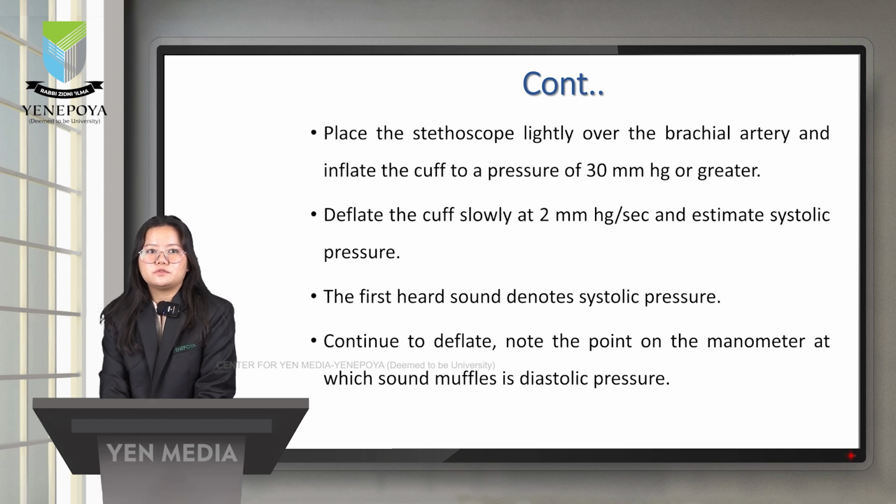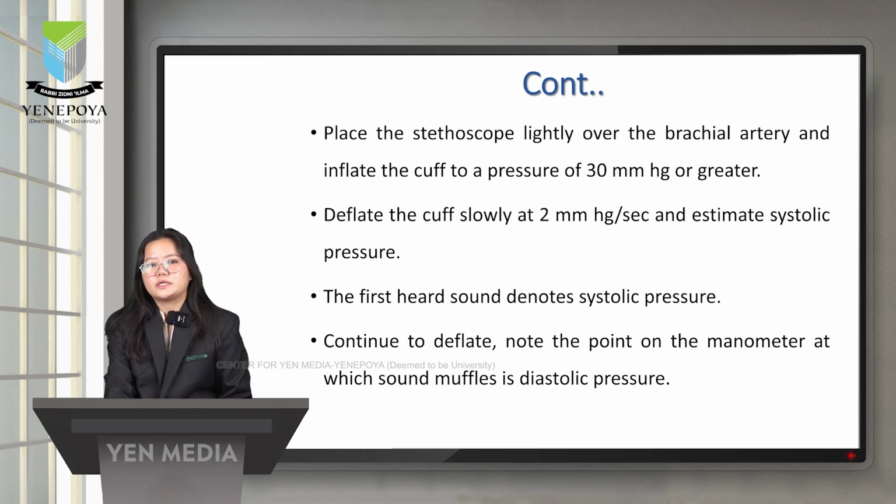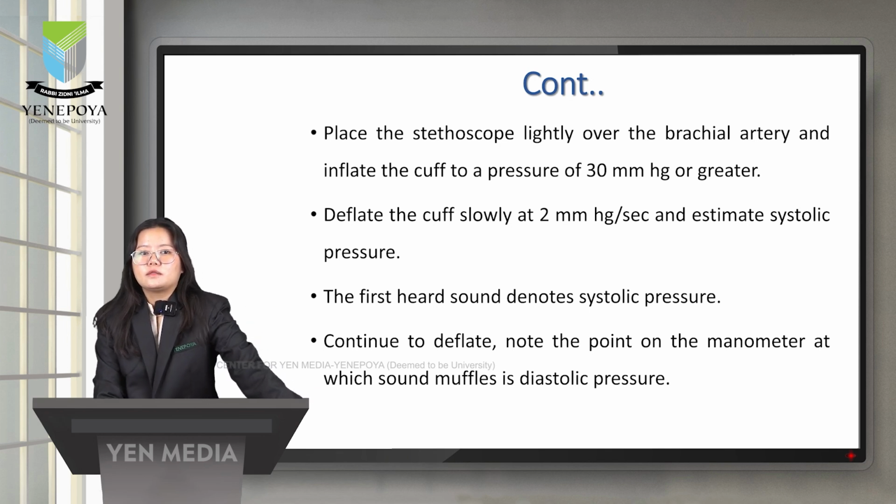Next, we have to slowly deflate the cuff at 2 mm of Hg per second and estimate the systolic pressure. Now how can we know that this is the systolic pressure? See here, when you are deflating the cuff, the first sound that is heard is the systolic pressure.